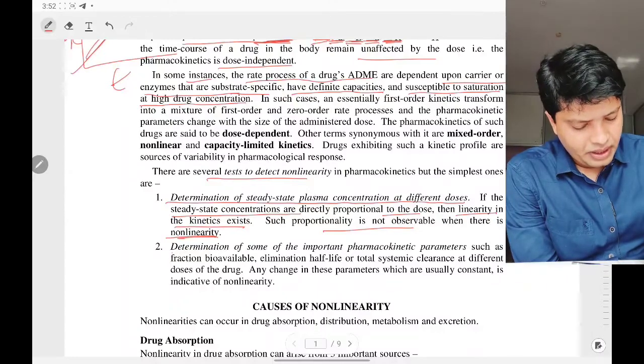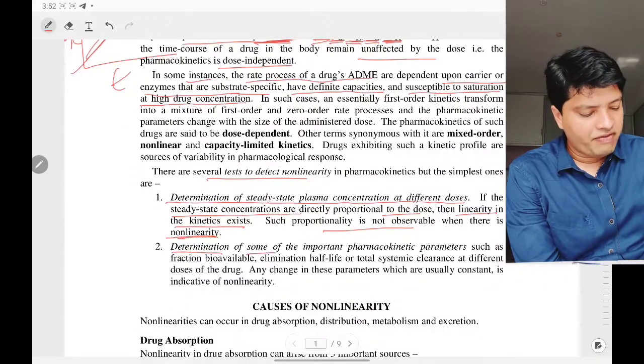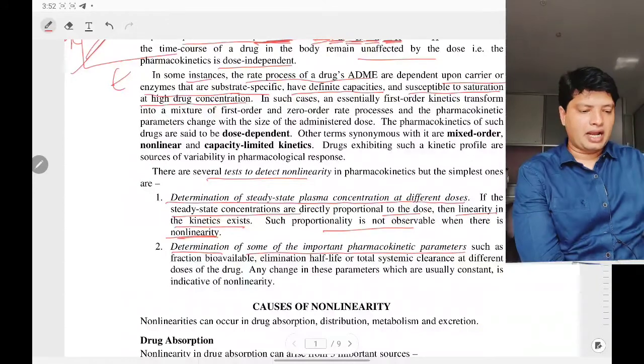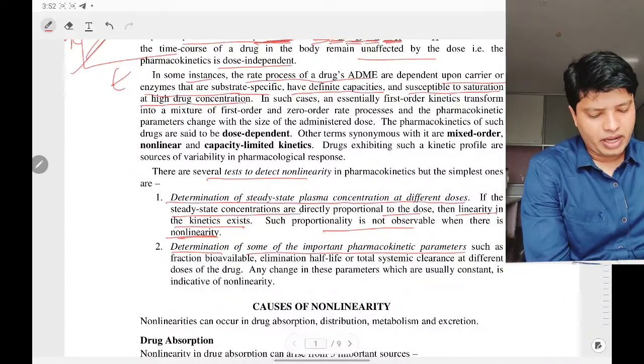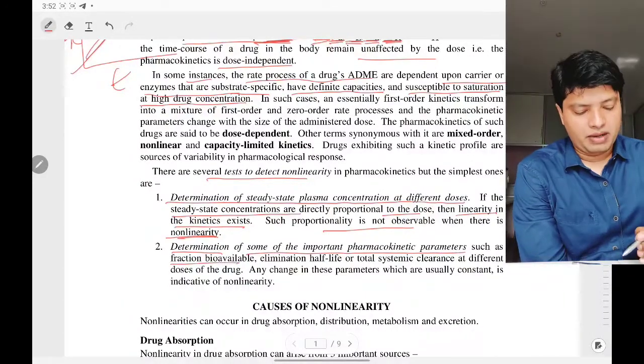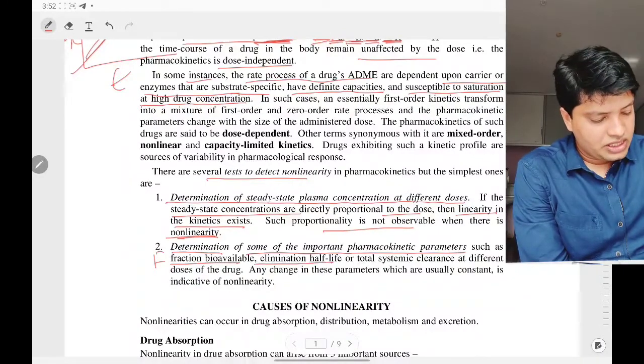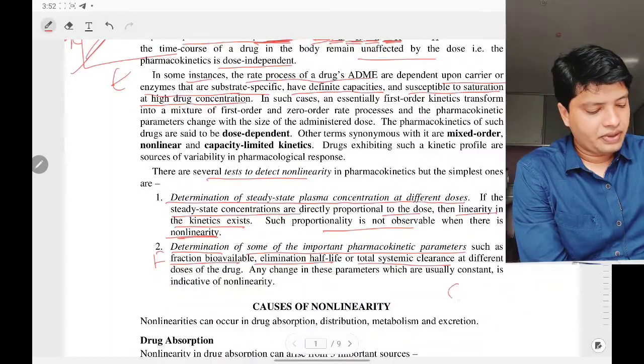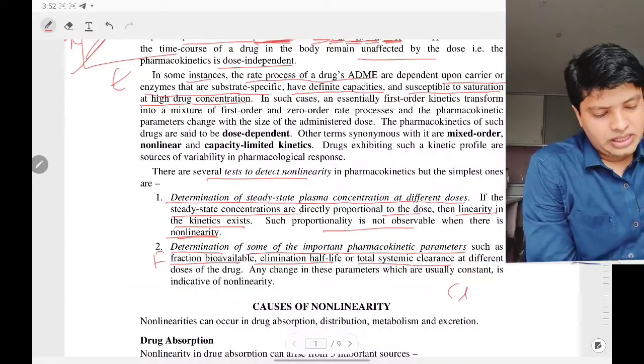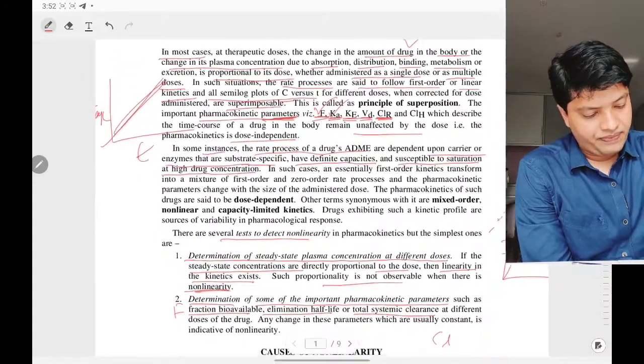Another method is determination of some of the important pharmacokinetic parameters. I just told you what are those important pharmacokinetic parameters: fraction available, F, elimination half-life, and total systemic clearance. Okay, we have total systemic clearance.